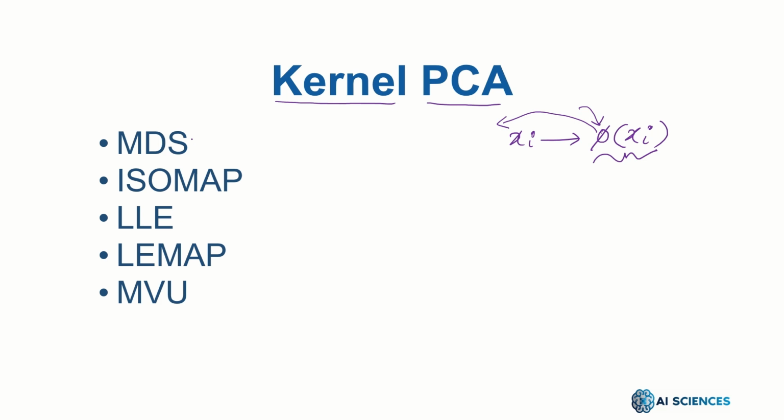nonlinear dimensionality reduction techniques, including metric multidimensional scaling. With Euclidean distance, it is plain PCA. And in metric multidimensional scaling, if you use, rather than Euclidean distance, geodesic distance, then this MDS comes up with Isomap.